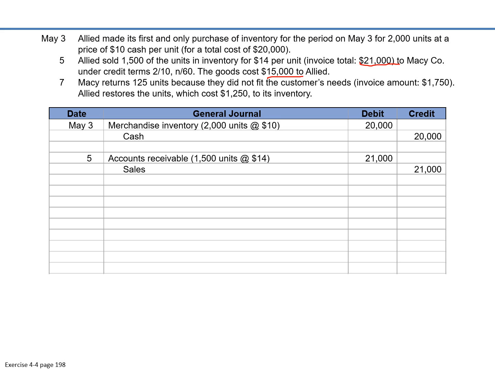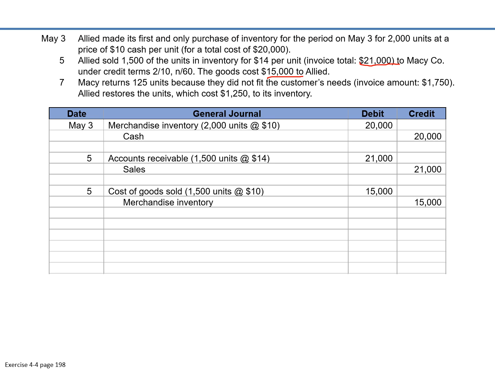And then we have to record our cost. So we're going to record our cost of goods sold, which is an expense account. We increase that with a debit of $15,000. And then we reduce our inventory for the goods that we've sold that are no longer in our inventory, right, of $15,000. Then on May 7th, Macy returns 125 units because they didn't fit the needs that they had.